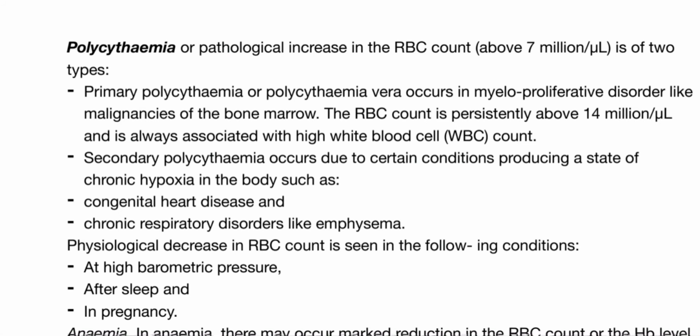In secondary polycythemia, it occurs due to certain conditions producing a state of chronic hypoxia in the body, such as congenital heart disease and chronic respiratory disorders like emphysema. In congenital heart diseases and respiratory disorders, we can see there is secondary polycythemia, and they occur due to the chronic hypoxia created by these disorders.